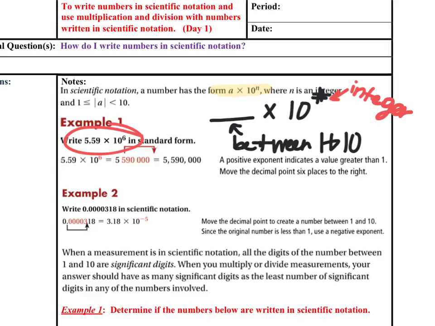Okay. Looking at example 1, you have 5.59 times 10 to the 6th. What the 6 tells you is to move the decimal place 6 places to the right. So the exponent tells us how to move the decimal and how many times. In general, if the exponent is positive, it goes to the right. If it's negative, it's going to go to the left when we're moving it into standard form.